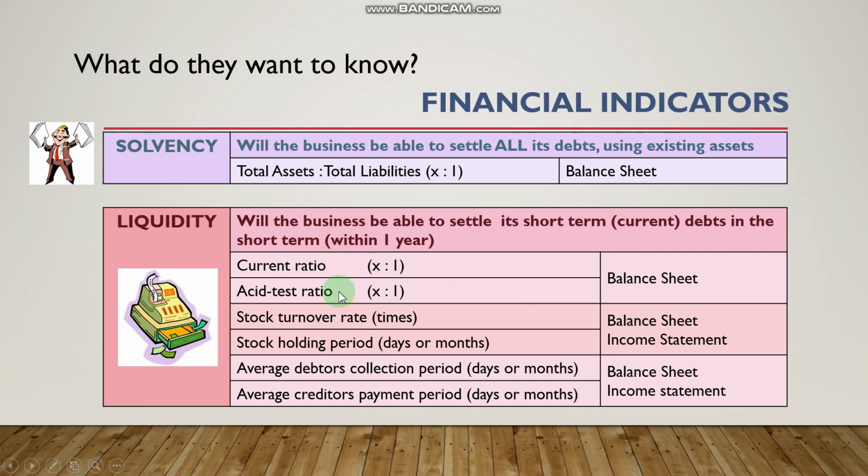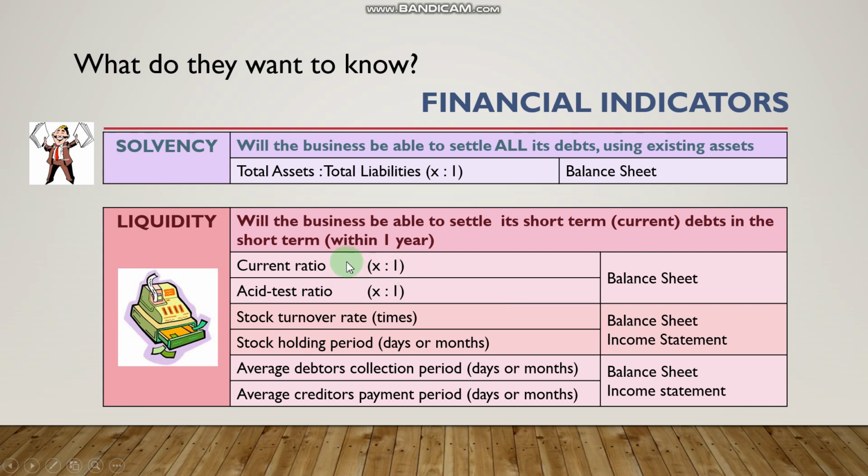So these two you would always analyze together, the current ratio and the asset test ratio. Remember, the current ratio would tell me about my total current assets is to current liabilities, whereas my asset test ratio would look at my current assets minus the stock is to current liabilities.